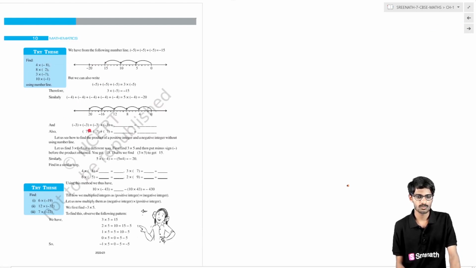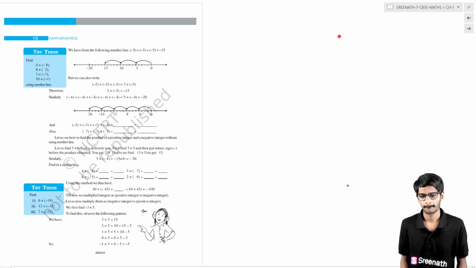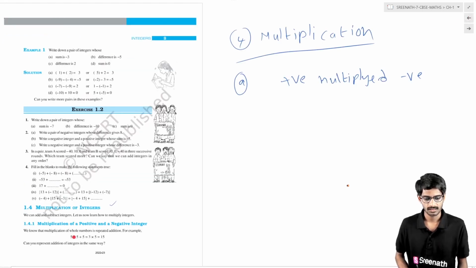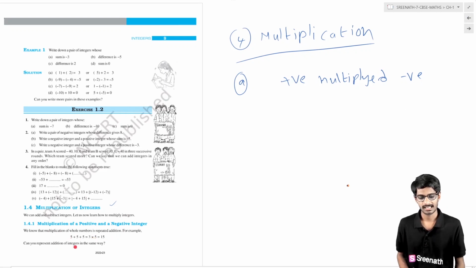Basically there are so many examples here. We know that multiplication of whole numbers is repeated addition. Multiplication is nothing but repeated addition. For example, 5 plus 5 plus 5, which means if you take 5 as common, 1 plus 1 plus 1. So 3 into 5. We have how many 5s here? 3 fives here. So 5 threes are 15.